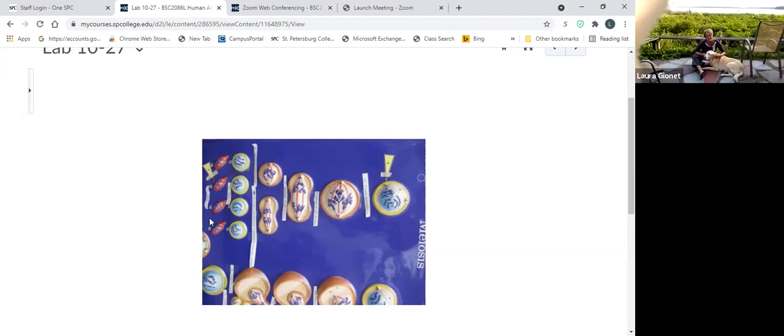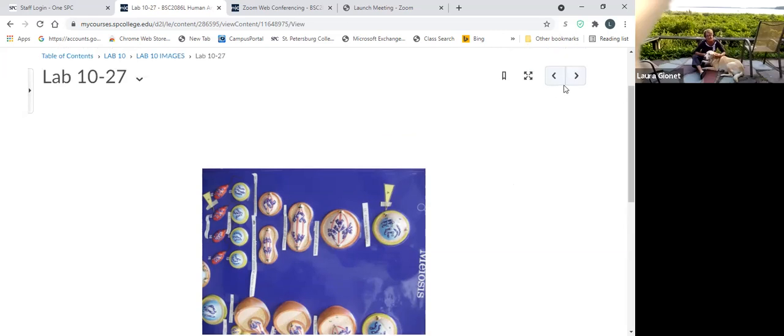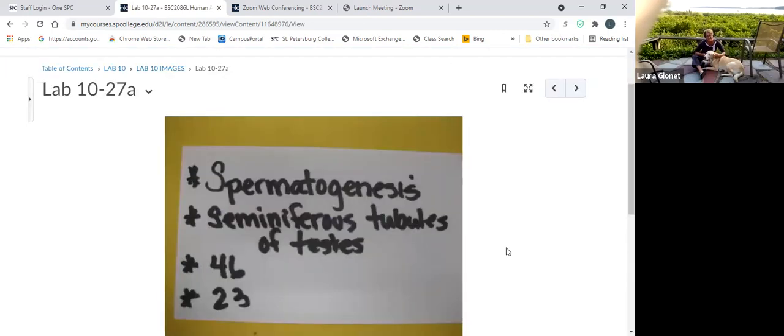In females, no. It's a rather complicated process. We just want you to know the basics. All right, so just looking at that one side from A to B is spermatogenesis. It occurs in the seminiferous tubules of the testes. We begin with 46 chromosomes or 23 pairs of chromosomes, and we end with 23 individual chromosomes.